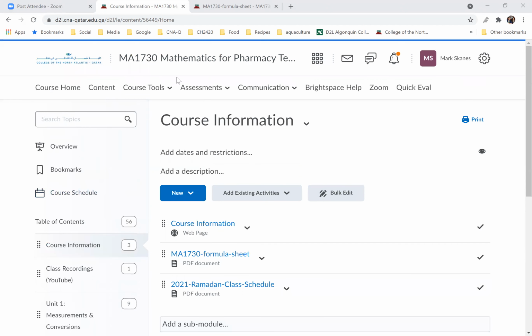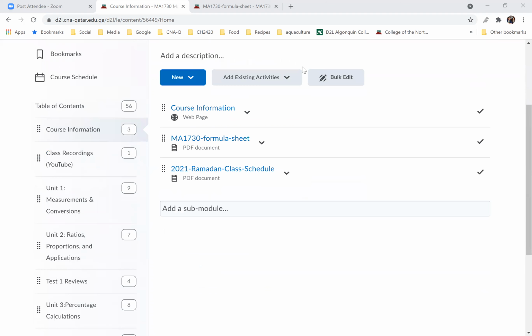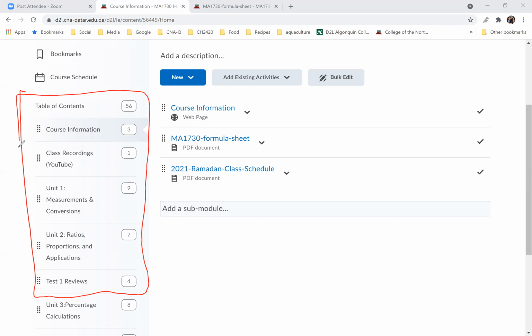Again, you guys are Math 1730, so you're pretty familiar with D2L at this point, but basically everything you need would be in content, and then course information, class recordings, and then there's some other stuff below which we're going to look at today. Actually, it's all right here. If you look at the top half of the course, this is basically what you'll need to look at tonight, say after your exam.